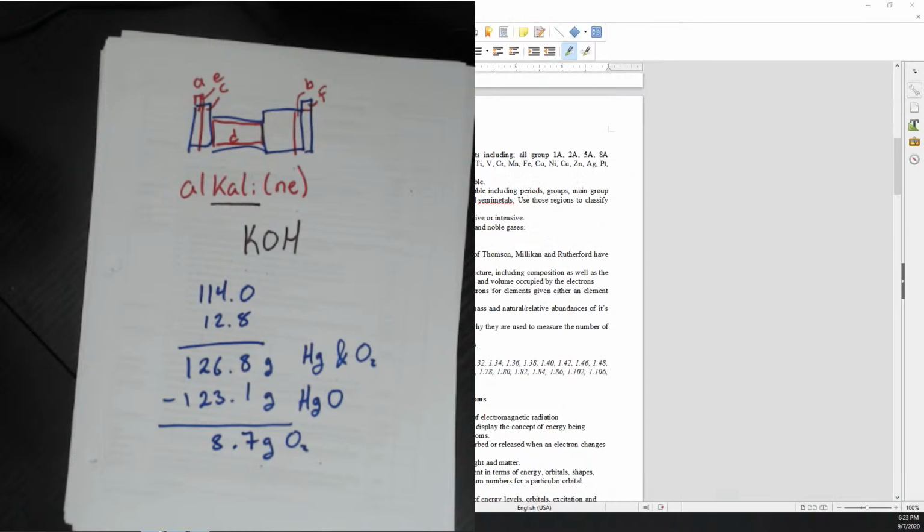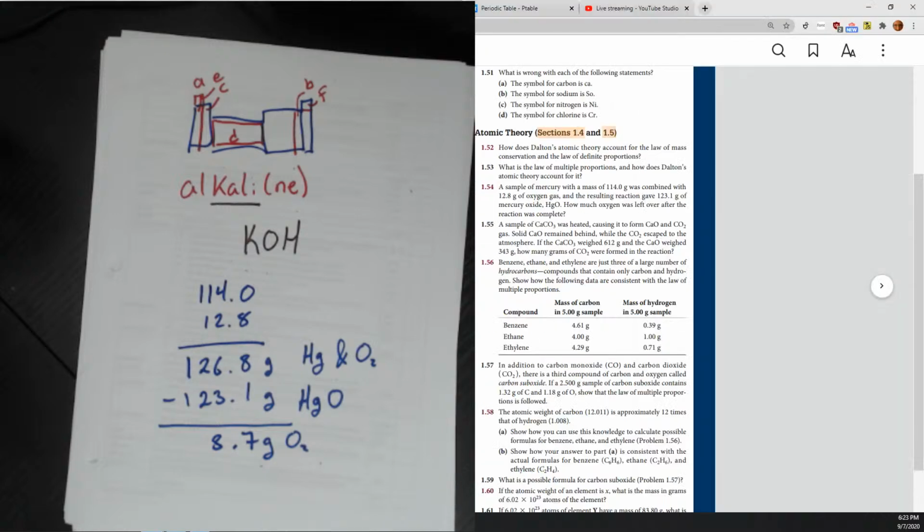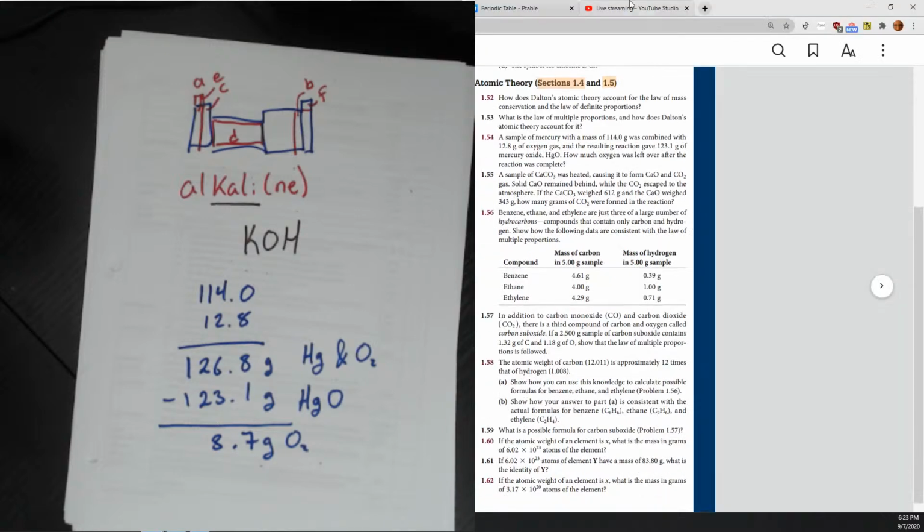60, 62, 64. If the atomic weight of an element is X, what is the mass in grams of 6.02 times 10 to the 23rd atoms of the element? Well, that would be X grams, because 6.02 times 10 to the 23rd is Avogadro's number.